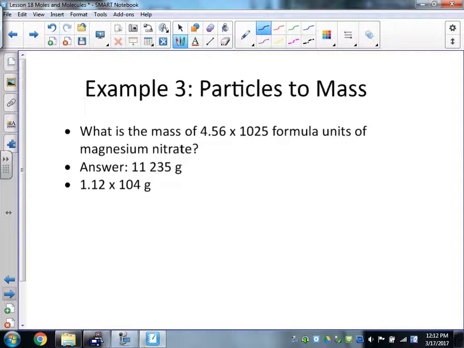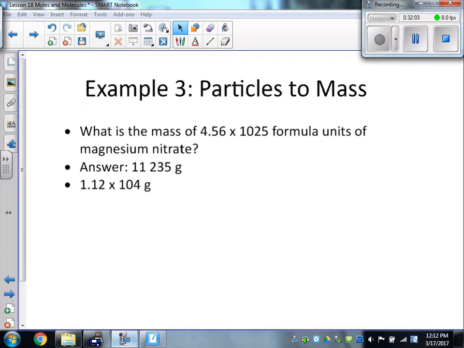One more real quick here. Let's get you guys to do this one. This one's magnesium nitrate. So go ahead. Real quick here.